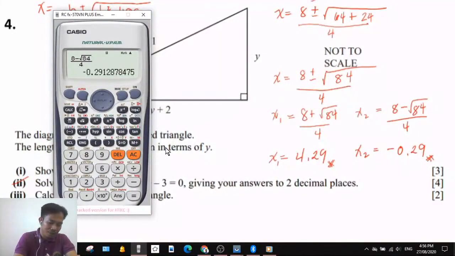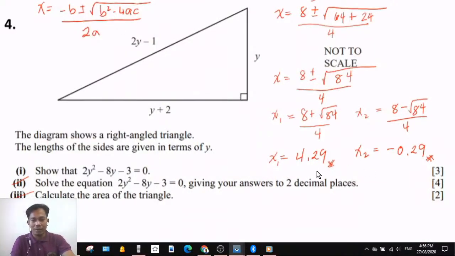For question number 3, calculate the area of the triangle. How do we calculate the area of the triangle? If I want to calculate the area of the triangle, will I be considering a negative value of the y? Oh, sorry, it should be all y here. It cannot be x. So this should be all y. This one is y. This one is y. All y.